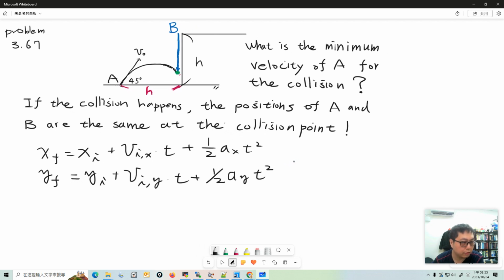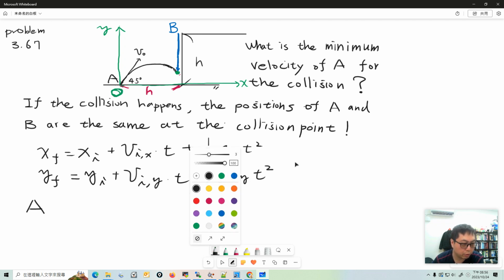First of all, we write down the equation of motion of A, and here I just write it directly. We set up the coordinates: here is the y-axis, and this is the x-axis, and the origin is here. This is the origin. So from A, what do we have?